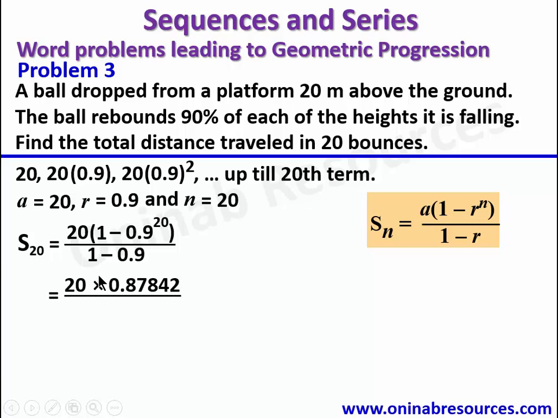This is over 0.1. Simplifying this from our calculator, we have 175.7 meters, that is to 1 decimal place. That is the end of solution to this problem 3, and this is where we are ending this tutorial.